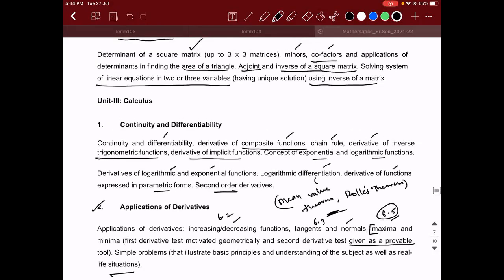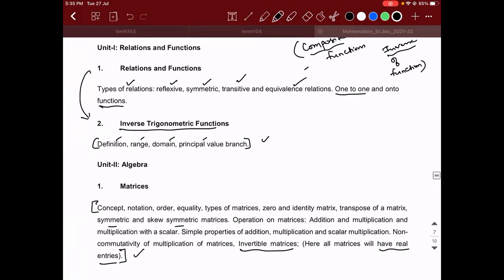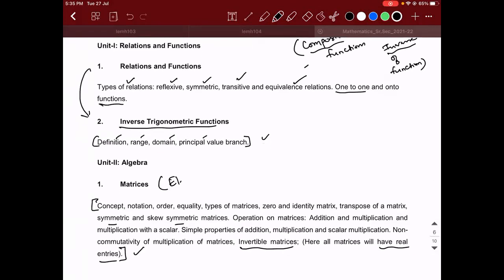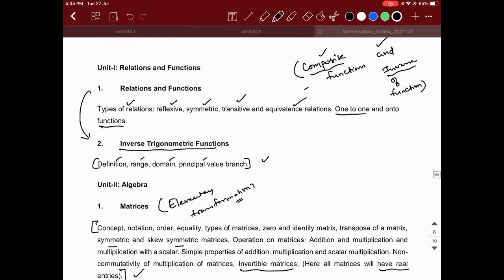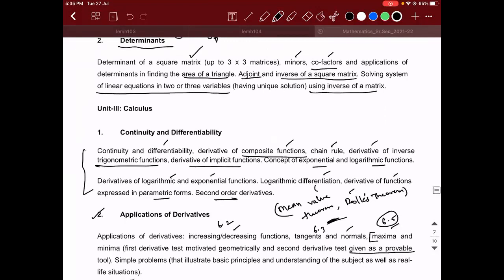So in this, there is no omission except the mean value theorem and Rolle's theorem. Here, the omission is properties of determinants. Please make a note: properties of determinants is omitted. And in this case, the elementary transformation is omitted. So 2.2 is omitted, and here 1.3 and 1.4 are omitted. These are the technical things. So then we are good to start with determinants. Shall we get started?